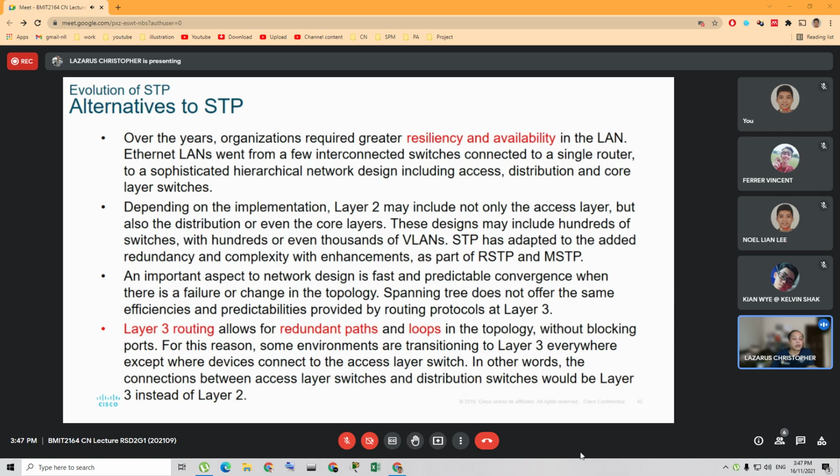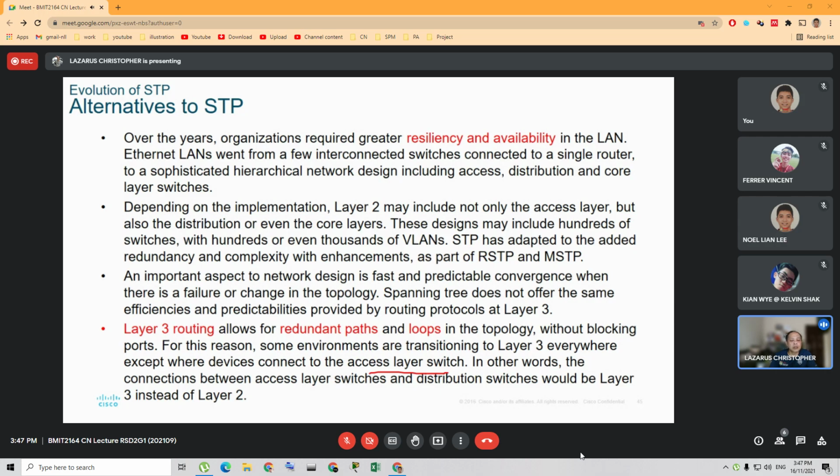In layer 2, right? So some environments are transitioning to layer 3 everywhere except where devices connect to the access layer switch. So you start to see why, if possible, Cisco is moving away from layer 2. I will find the article. Last time I had the article already. It details the story of networking from the beginning. It's not dry, it's not boring, but it tells you why certain things in networking are the way they are, and what the problem is and why it's so hard to get rid of the problem.